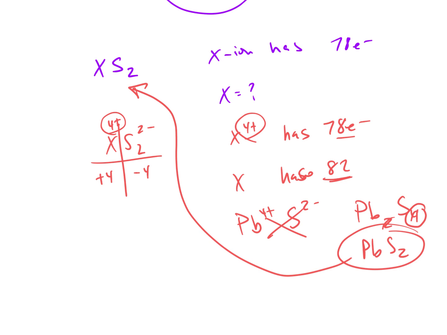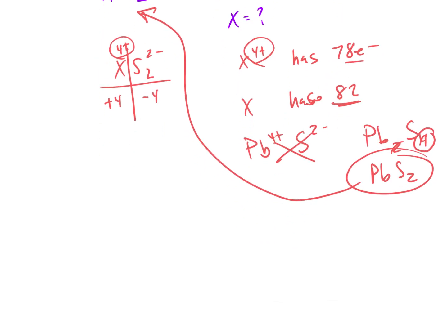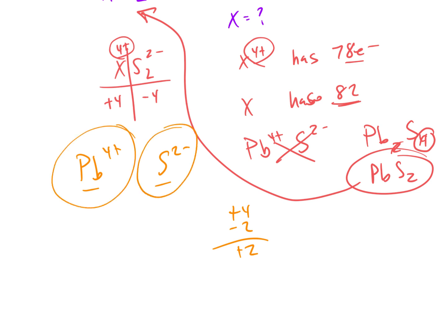In fact, do you want me to show you how it really happens? Because do you think what really happens is they cross charges? No. Let me show you what really happens. We got Pb 4+ and S2-. They come together, and this happens instantaneously, not as slow as I'm going to do it. If you take one of those and one of those, you have positive 4 and negative 2. What's that charge add up to? Positive 2, right?